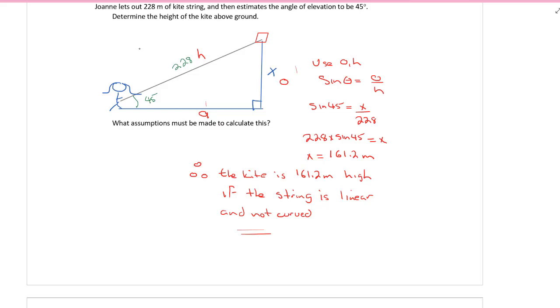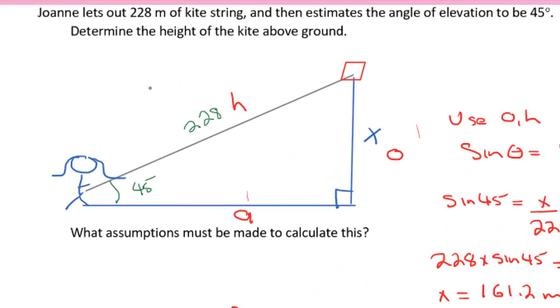In this question, we're told that Joanne is flying a kite and she has let out 228 meters of string. So that's why we've written 228 meters right here. We're also told that she can estimate the angle of elevation to be 45 degrees. So here's the angle of elevation right here, and she's estimating it to be 45 degrees.